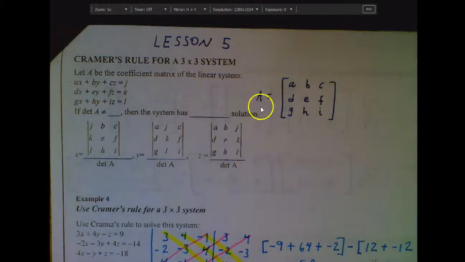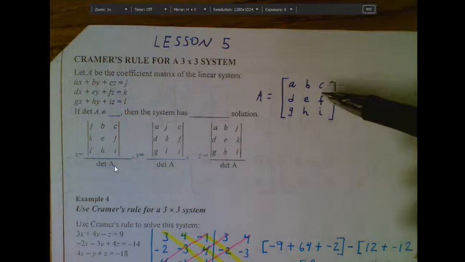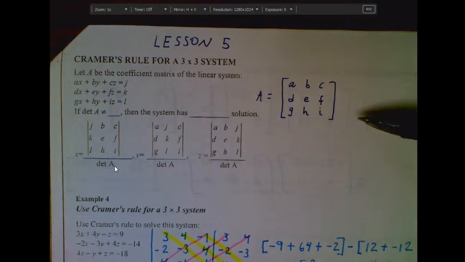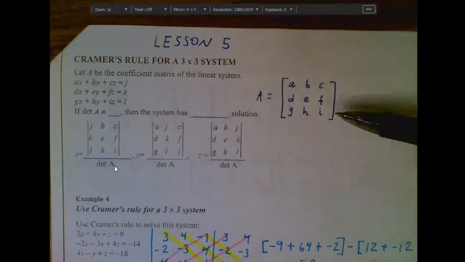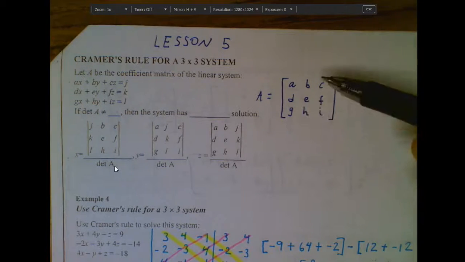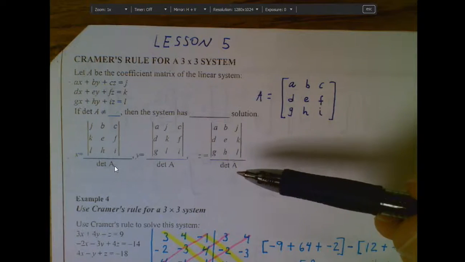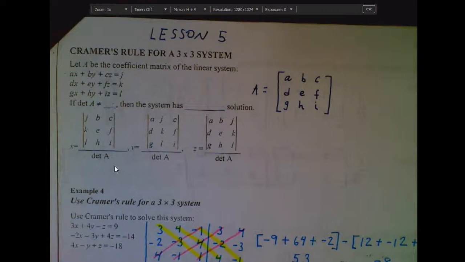And so if I were to take the determinant of this coefficient matrix, whatever that number is, that number goes on the bottom of all three of my setups. And remember how that determinant process went. We did that a couple lessons ago, where I would first start by taking my first two columns and repeating them, and then it's my downward diagonals minus my upward diagonals. That was the process to get the determinant. And again, that's what's going to go on the bottom of all of my setups.